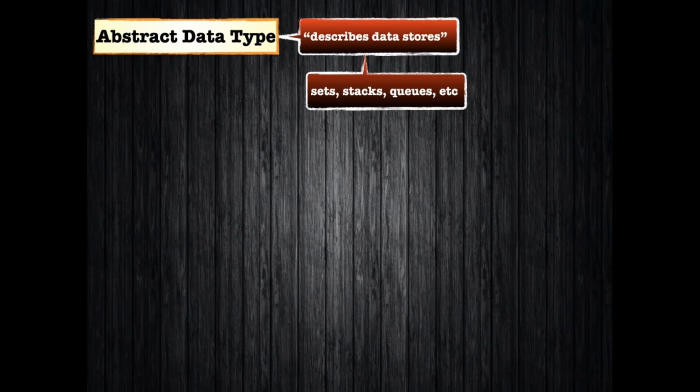So what's an abstract data type? Well, informally, it describes a data store, where by a data store, I mean some data structure that stores values in different forms and shapes. For instance, a set, a queue, or a stack. All these are data stores. Sets, stacks, queues, etc. And they will have different definitions from the point of view of an abstract data type.